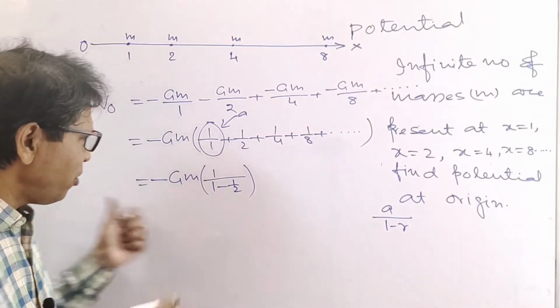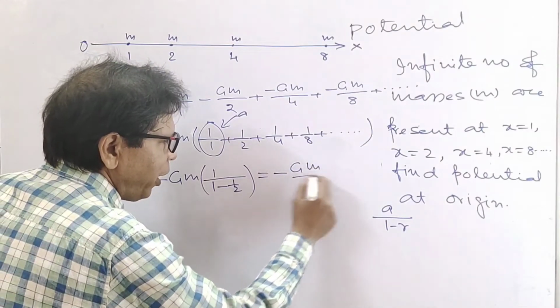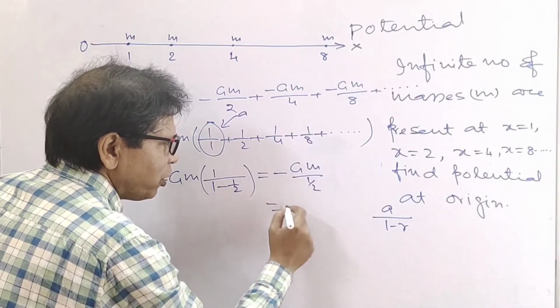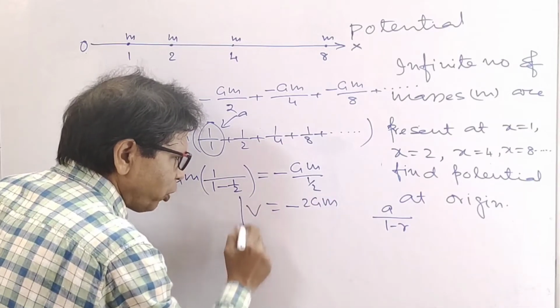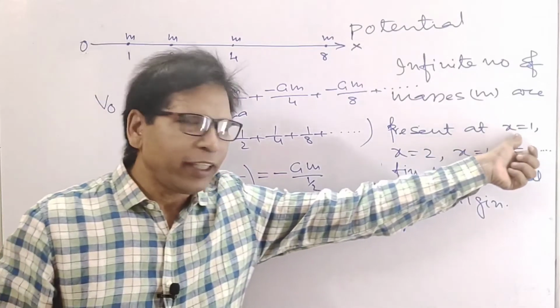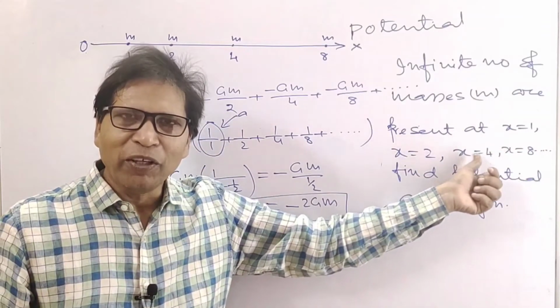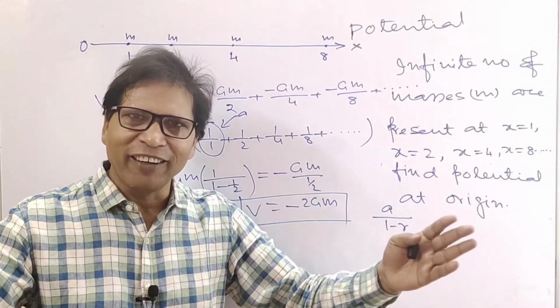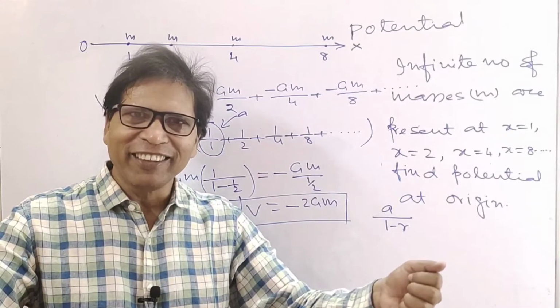Okay, now this becomes, look at this, minus GM divided by half, so this is minus 2 GM, the expression of potential due to infinite masses placed at x equals 1, x equals 2, x equals 4, x equals 8, and so on. Okay, understood? Please share this video.